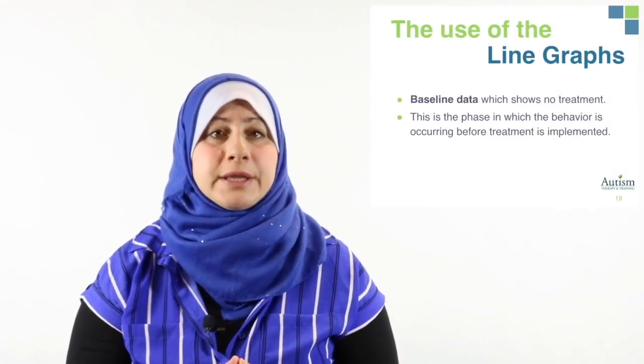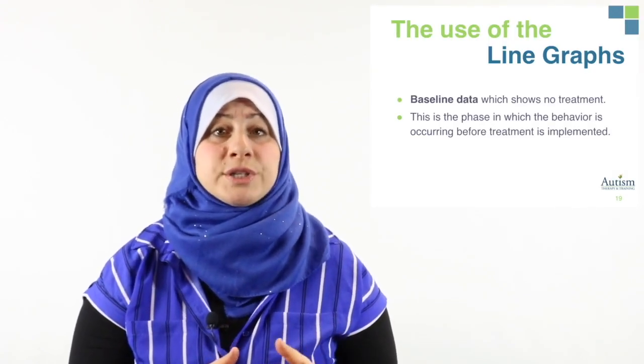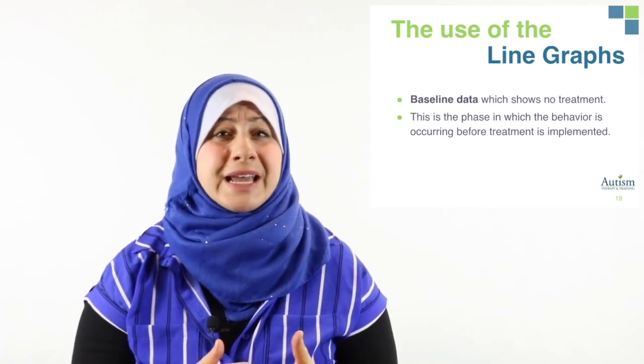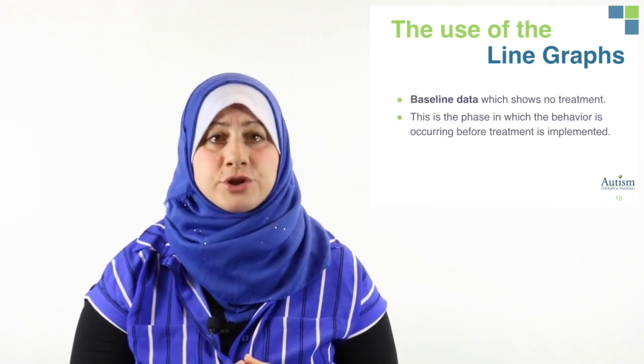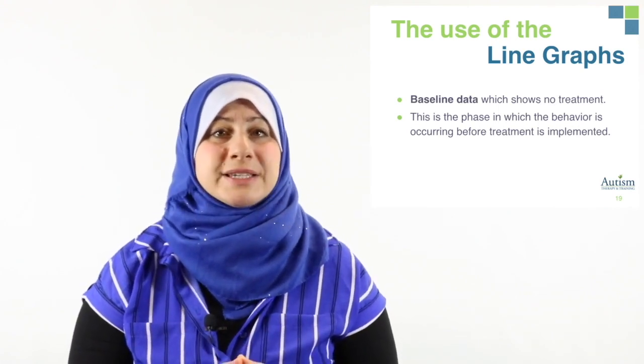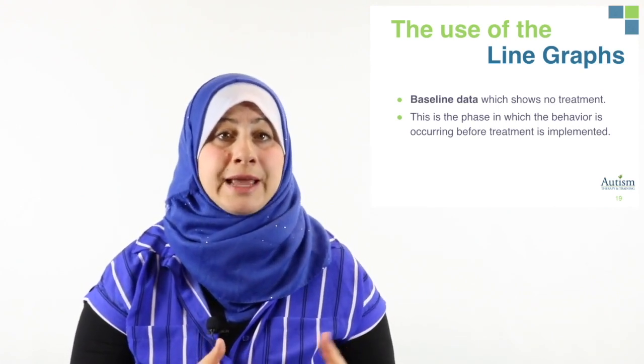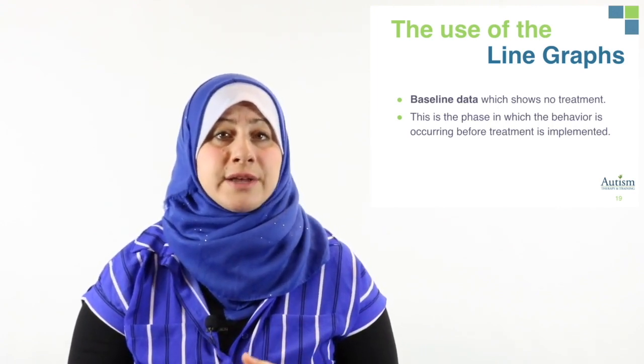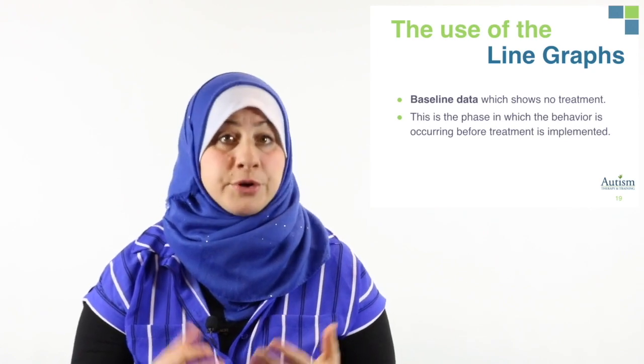Line graphs typically have baseline data, which is the no treatment phase. It is what the behavior looks like in the current time without intervention. Baseline data helps us see what the behavior is looking like, how many times it's occurring, how long, and so on. It also tells us whether the behavior is a problem or not.